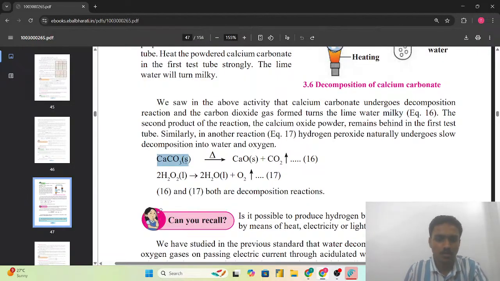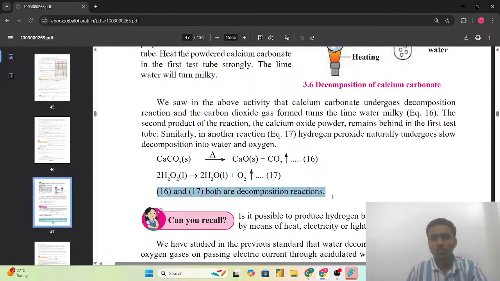यहाँ पर साधारण सी बात है, कैल्शियम कार्बोनेट लिया है जो कि सॉलिड फॉर्म में, उसको हीट प्रोवाइड की. So there is a formation of calcium oxide, solid, and carbon dioxide is released. So आगे हाइड्रोजन पेरोक्साइड की जो H2O2 है, तो उसकी रिएक्शन है which leads to the formation of two molecules of H2O plus O2.